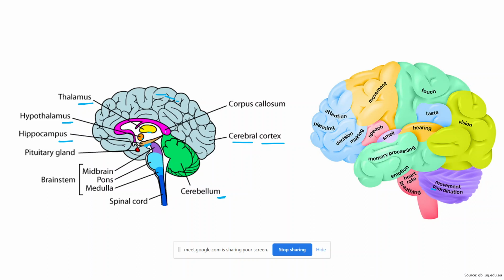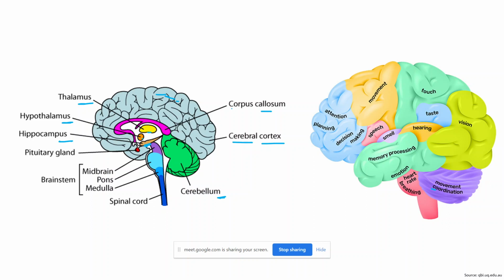Then here this pink part which you are seeing is the corpus callosum. Corpus callosum basically connects the right hemisphere of your brain to the left hemisphere. You know that, right? And the cerebellum also is right and left. So the only job of corpus callosum is to connect the two hemispheres of the brain.